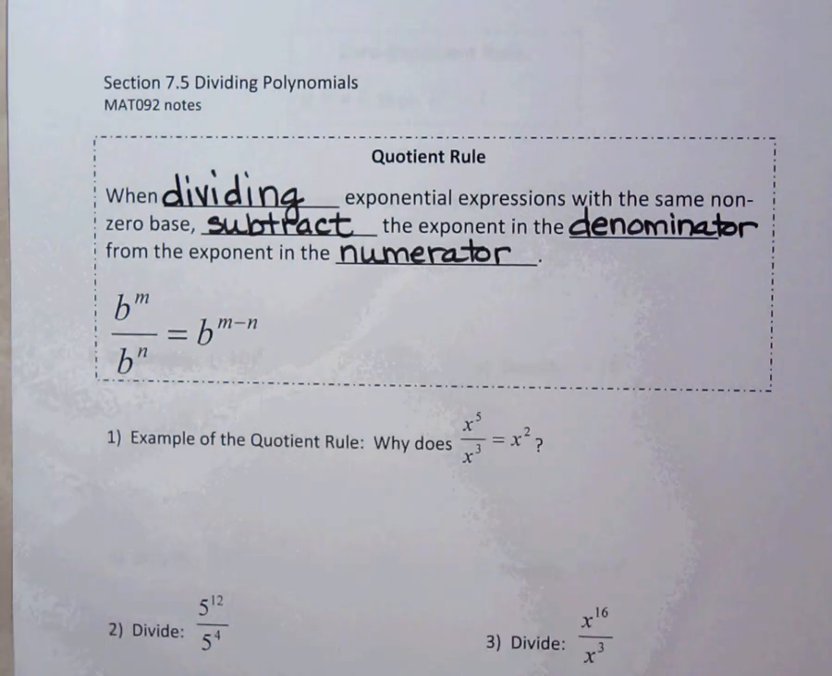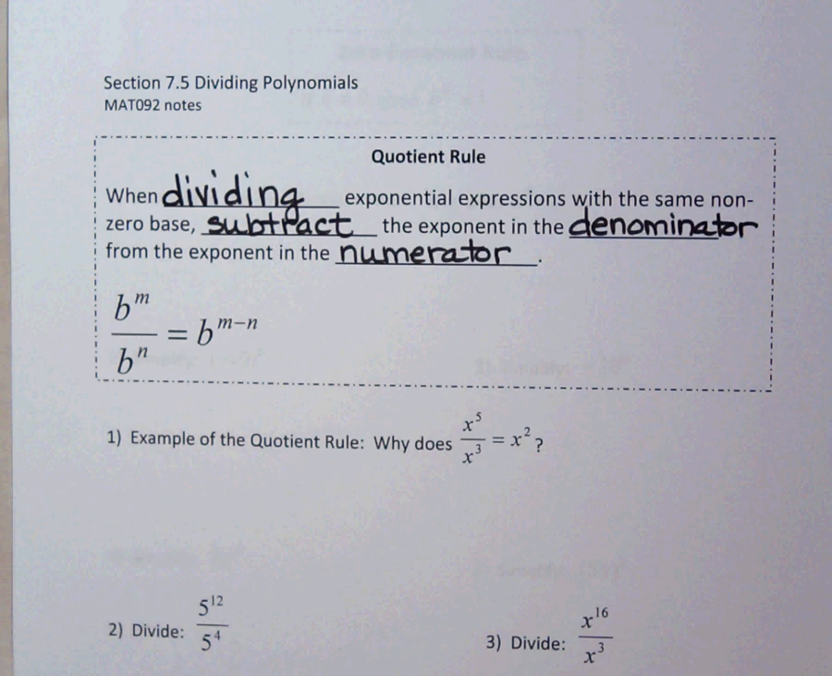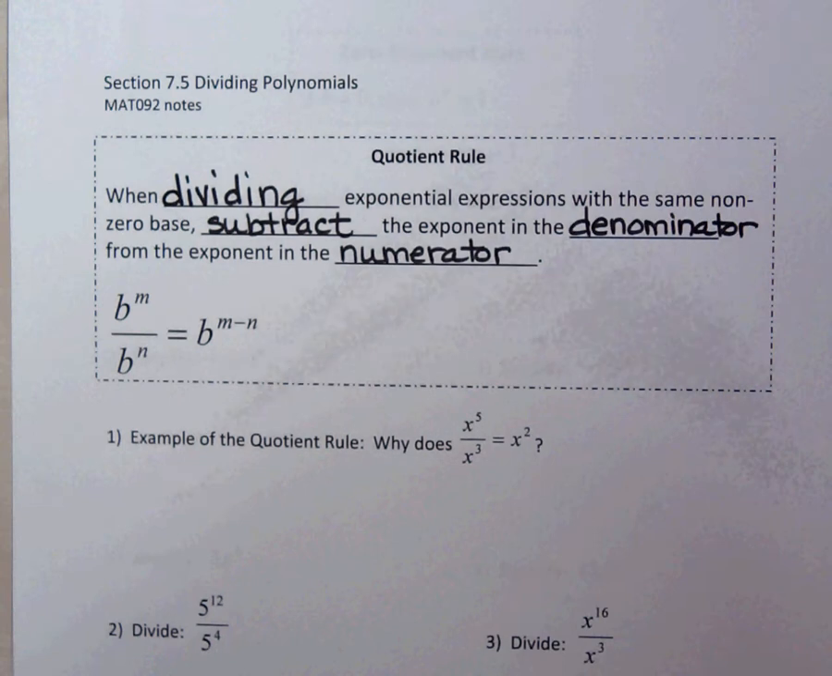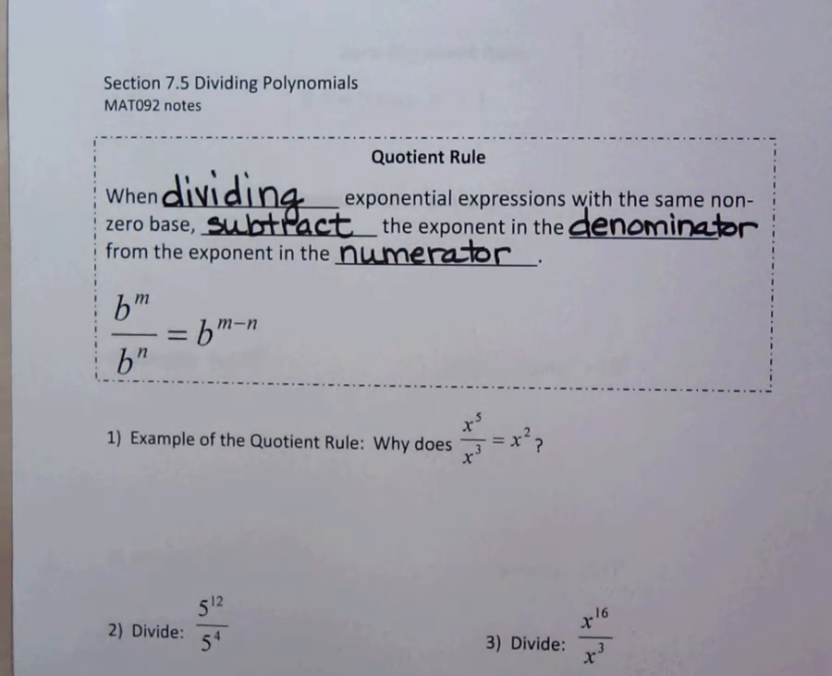If you remember back to our product rule, when we multiplied bases, we added our powers. Well, now, if we're dividing the same bases, we actually subtract our powers. Alright, so let's look at an example. Example 1, let's illustrate why this works.